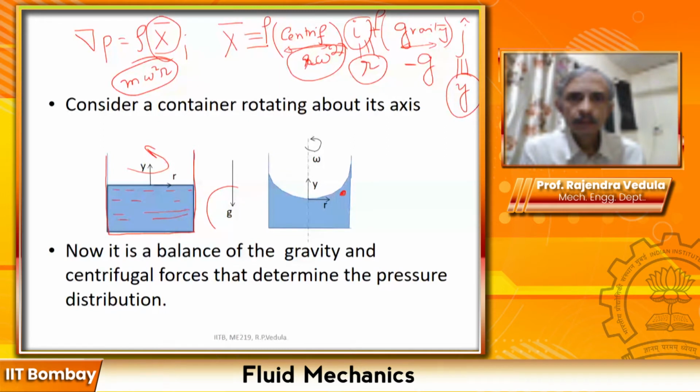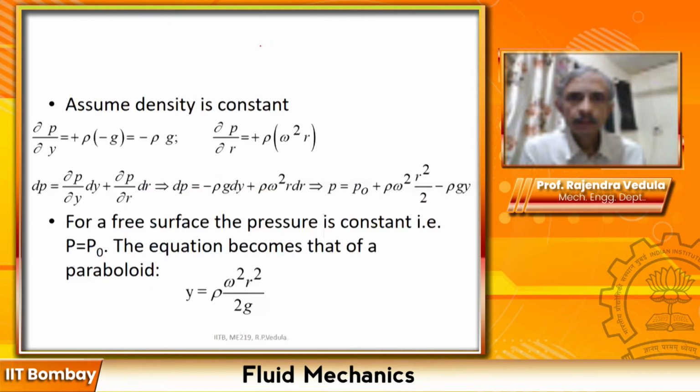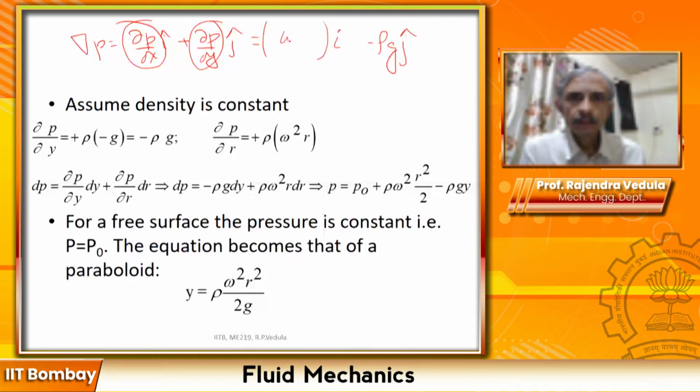Once you have written this, the rest is just brute force algebra. Once again, grad P is equal to del P del x i plus del P del y j, correct? And del P del y is minus rho g, so this is minus rho g j. Can you help me with the sign of omega square r? Is it plus or minus?